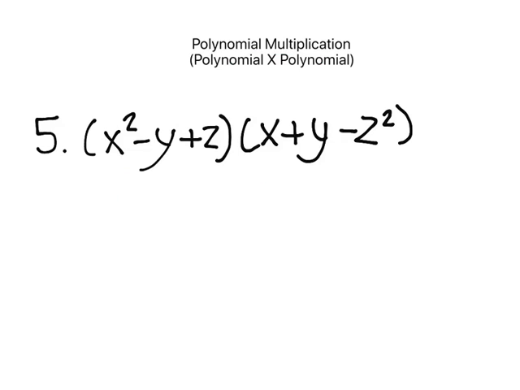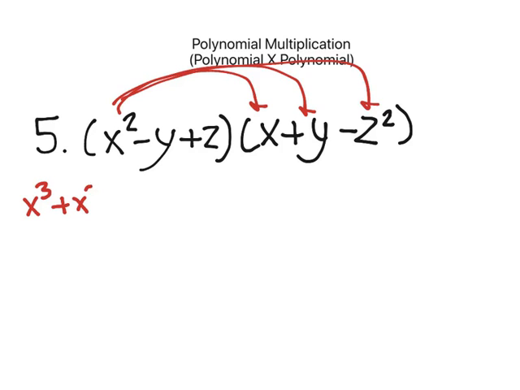All right, so a trinomial times a trinomial. So we have to distribute 3 times. We have to distribute the x squared, the negative y, and the positive z. So let's dive right in. Let's distribute that x squared. So x squared times x is x cubed. X squared times y is positive x squared y. And then x squared times negative z squared is negative x squared z squared.